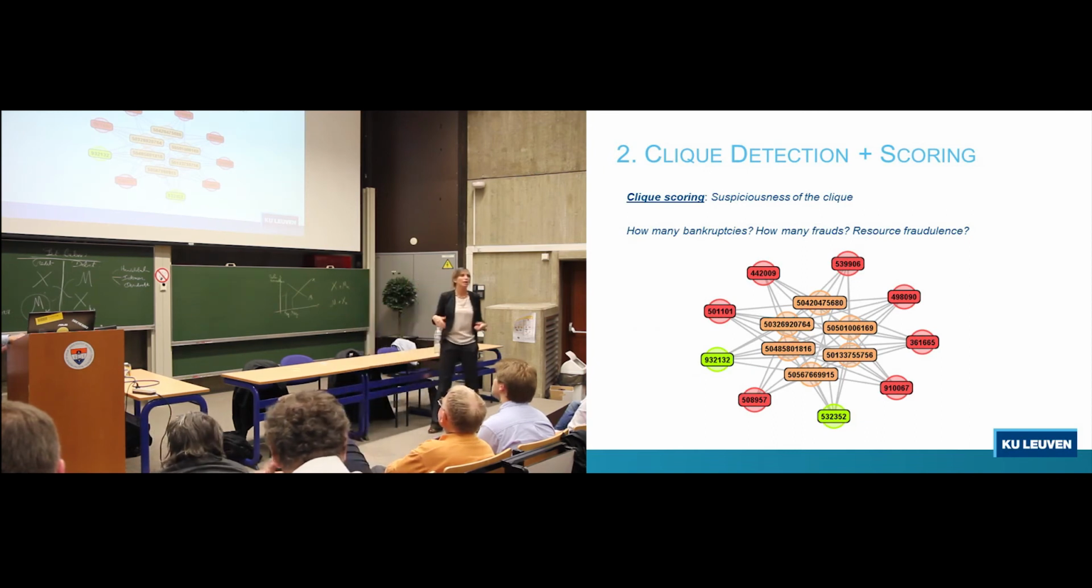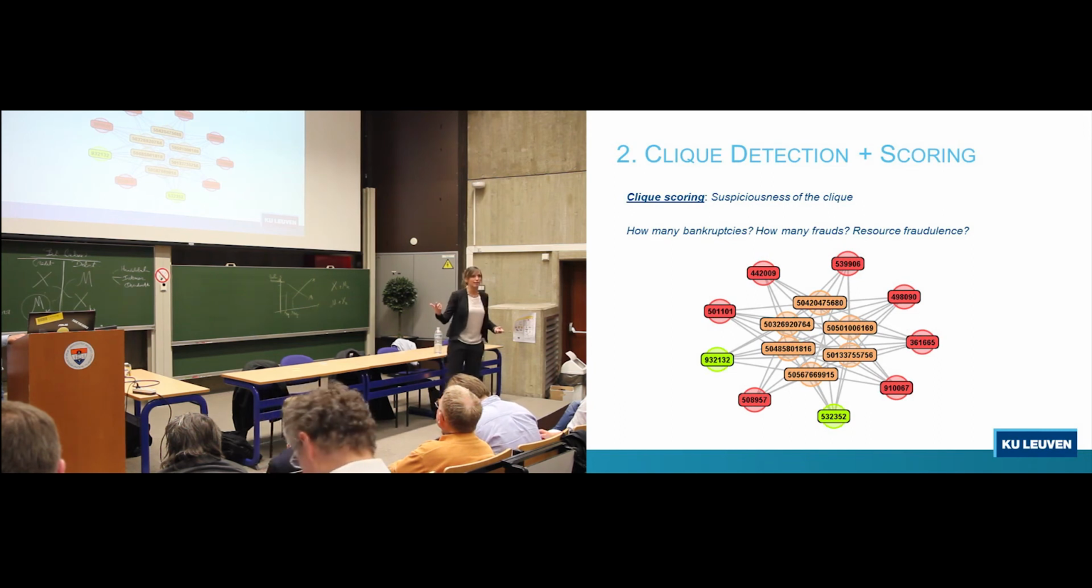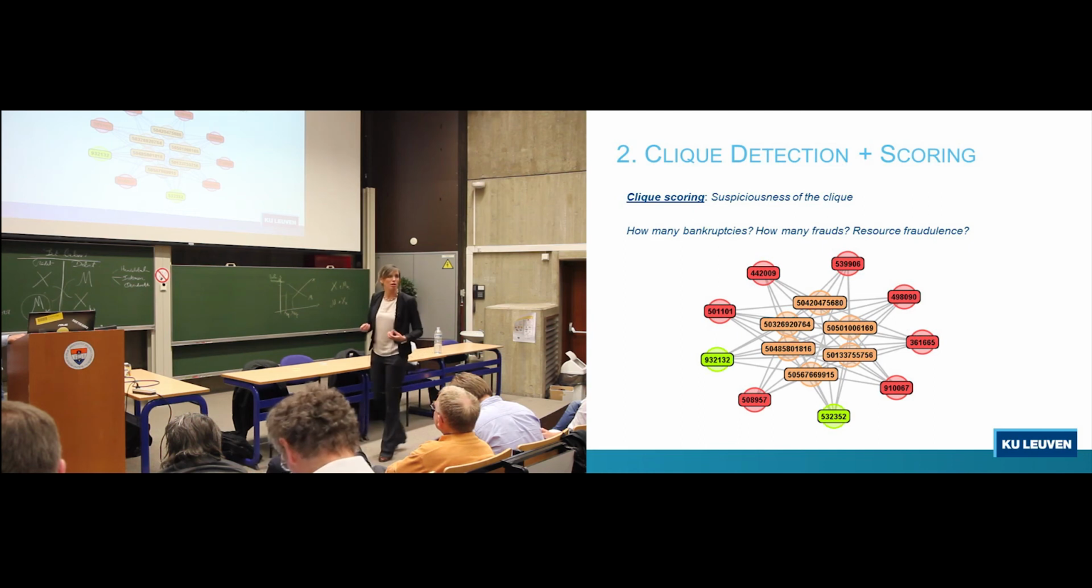So for each click, we ask some questions. How many bankruptcies are in your click? How many frauds are in your click? What about the individual scoring? Because remember that we have some anticipating effect and a forgiving effect. What about the average scores of your members of the click and so on?